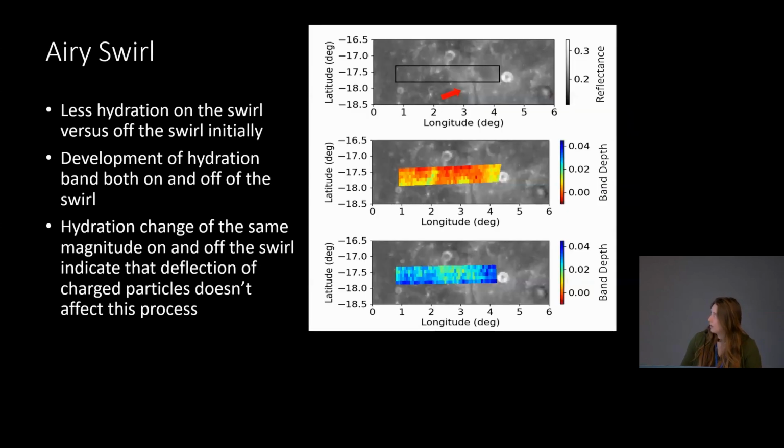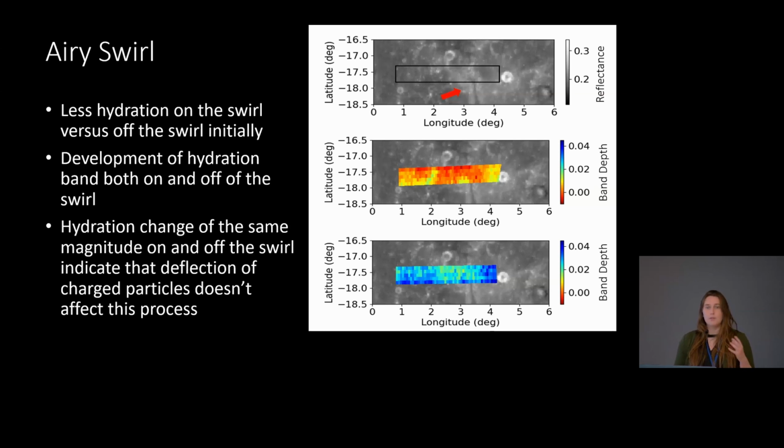So at the swirl, the top graph is just a reflectance image of the swirl, and I'm pointing to the swirl with the red arrow. Then the middle image is full illumination, and we're plotting the 3-micron band depth. So we can see on the swirl versus off the swirl, there is an initial difference in the 3-micron band depth at full illumination. And then the bottom image is at 60% illumination, and there we see that both of them have greater band depth, and that the initial offset has been maintained.